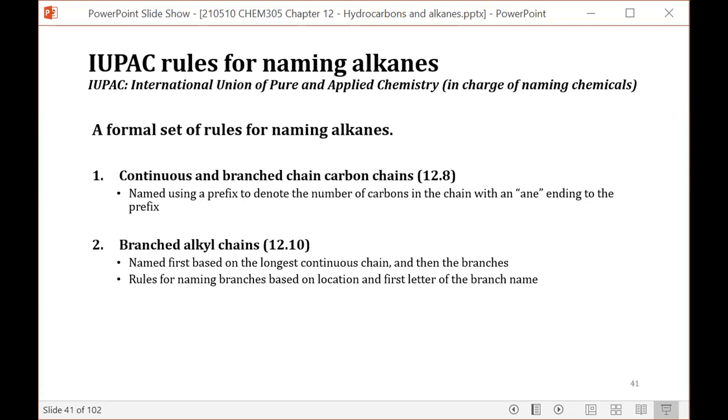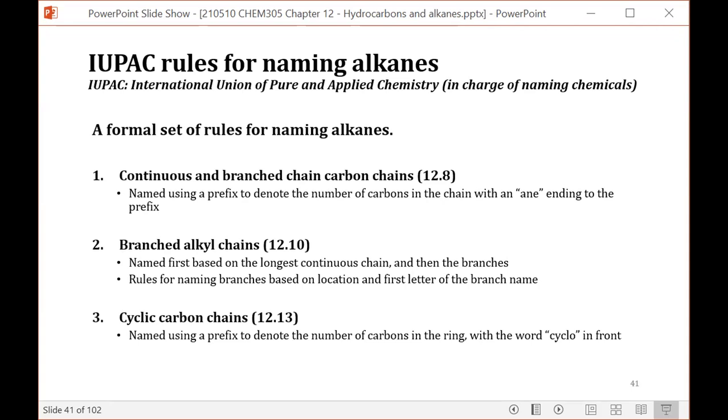The general concept in this area is to name first based on the longest continuous chain, and then you name the branches that come off the longest continuous chain. And there are rules for naming branches based on the location and the first letter of the branch name. And then we'll also learn how to name cyclic carbon chains, cycloalkanes. They're named a lot just like regular acyclic alkanes, but we add the word cyclo in front of their names. And that'll be in section 12.13.